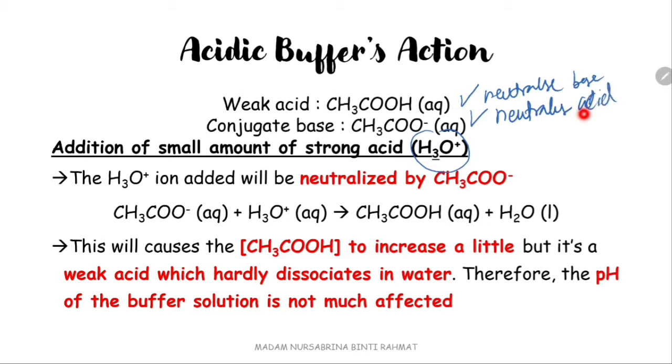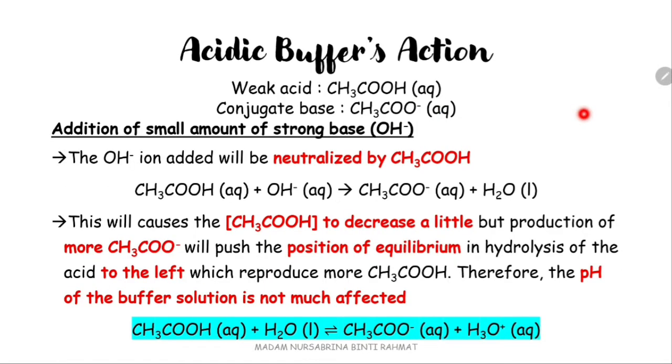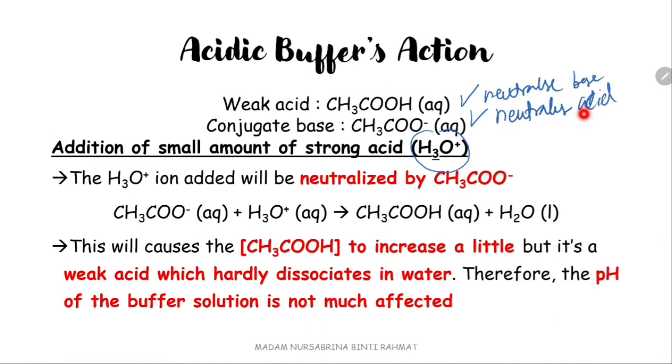So the first one, we're adding strong acid. Any acid contains H3O plus, so it will be neutralized by its opposite component, which is a base. In this case, we have the conjugate base, CH3COO negative. So write down the chemical equation involving the conjugate base.